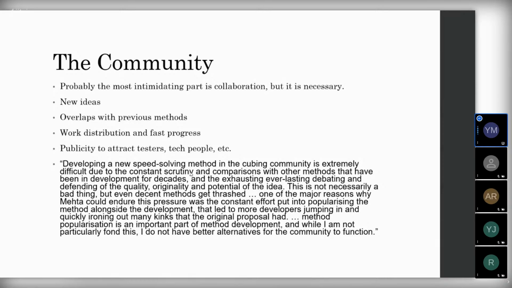Publicizing your method will help you gain developers, which will help you develop the method faster, and that is why you try to publicize it as soon as possible.